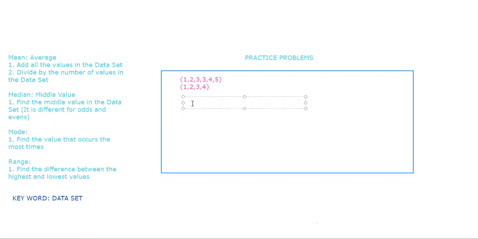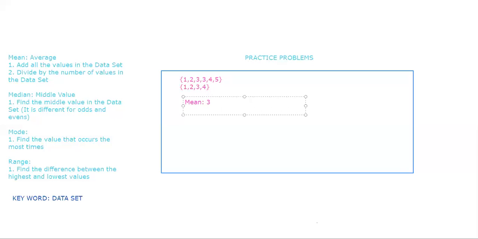So the answer is 18, and 18 is the answer for the first step of finding the mean, or the average. The second step is to divide by the number of values in the dataset. If you count, you can see that there are 6 values, and 18 divided by 6 is 3. So the mean is 3.